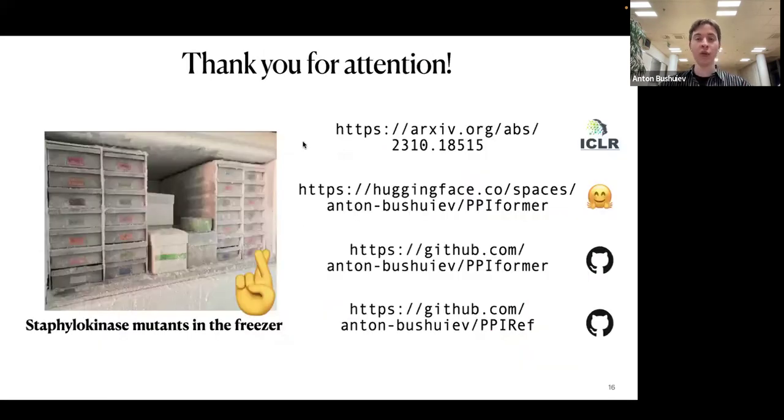And on this, I want to end my talk and proceed to discussion. But before that, I want to thank you for attention, and also mention that we all are keeping our fingers crossed now for the ongoing wet lab validations of our joint designs with Loschmidt laboratories. So here we can see a photo from Brno, and in these boxes we have this modified or designed versions of the staphylokinase protein, and they are currently ongoing wet lab validation.